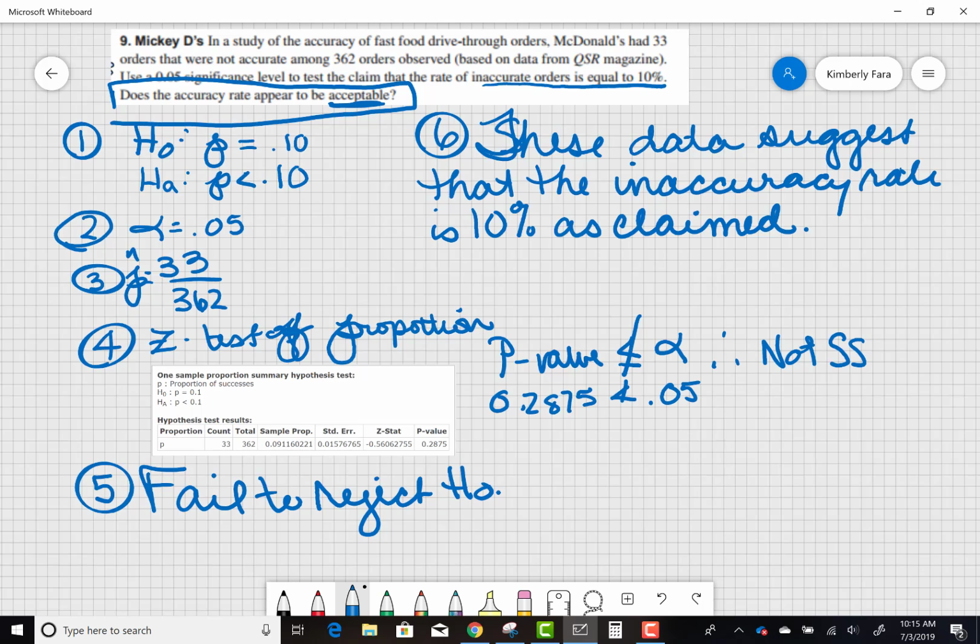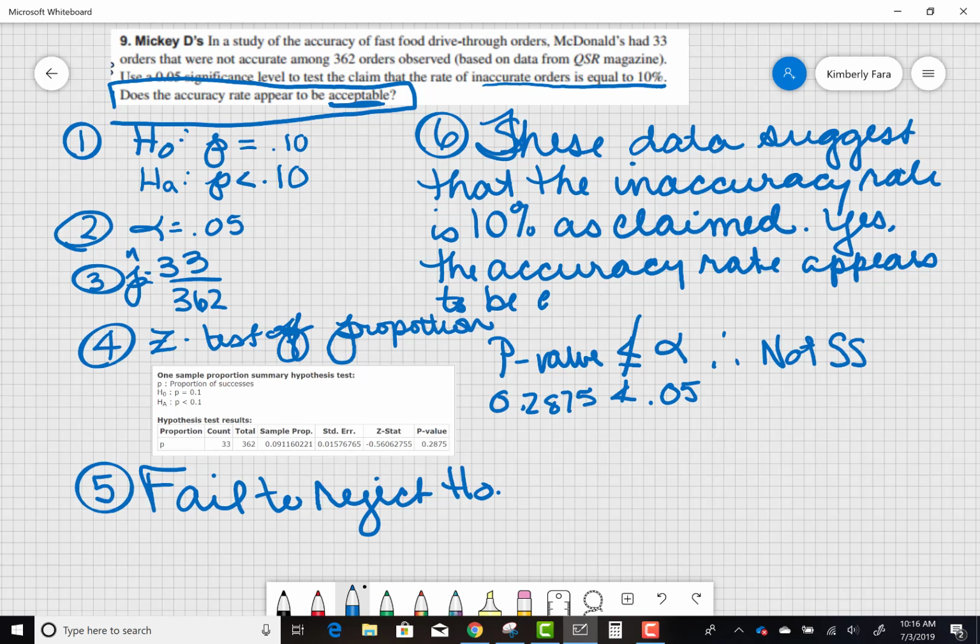Okay, now it says, does the accuracy rate appear to be acceptable? Well, yes, the accuracy rate appears to be acceptable. So it meets the standard.